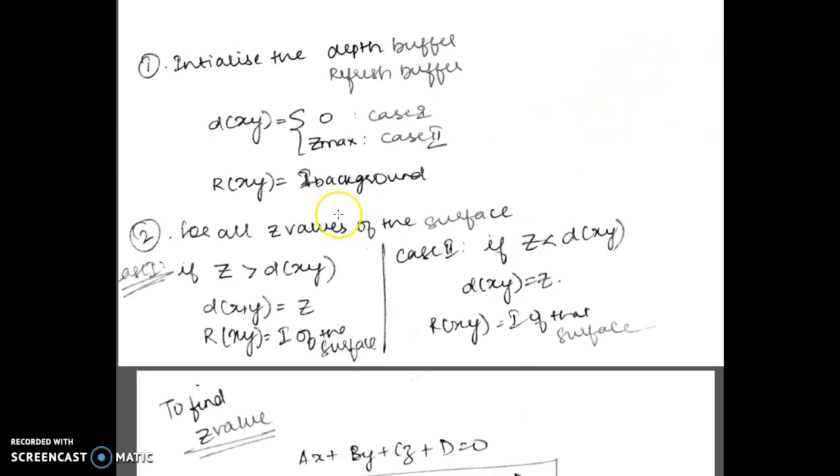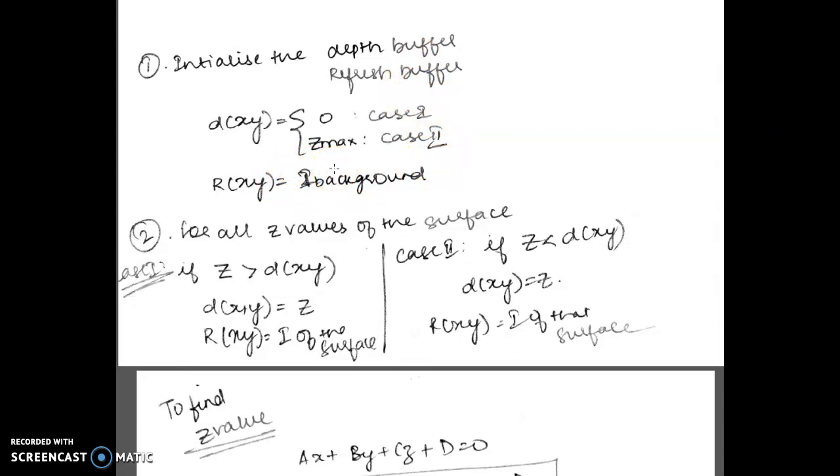The first step initializes the values for the two buffers, that is the z buffer, depth buffer, and the refresh buffer. So d(x,y) is the initial value of the depth buffer. It initializes to 0 in case 1 and it initializes to z max in case 2. That is the farthermost value, the highest value of z. The refresh buffer is initialized, either in case 1 or case 2, with only the intensity of the background color.